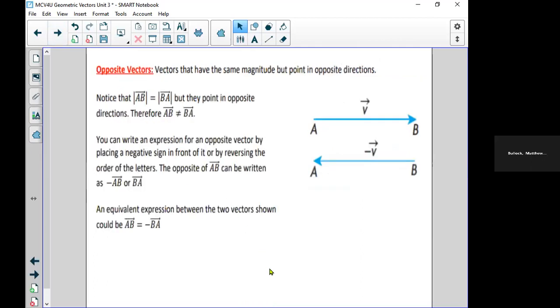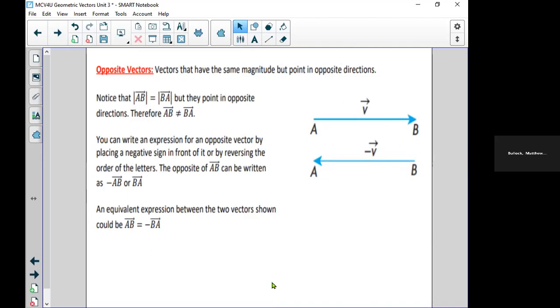vectors. Okay, so opposite vectors. These vectors have the same magnitude, but they point in opposite directions, okay? So if we look at, let's say, vector AB here and the second one.